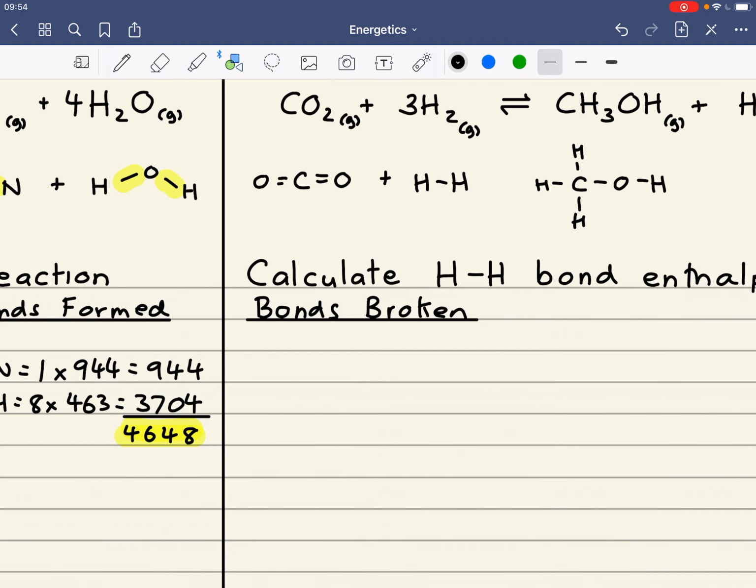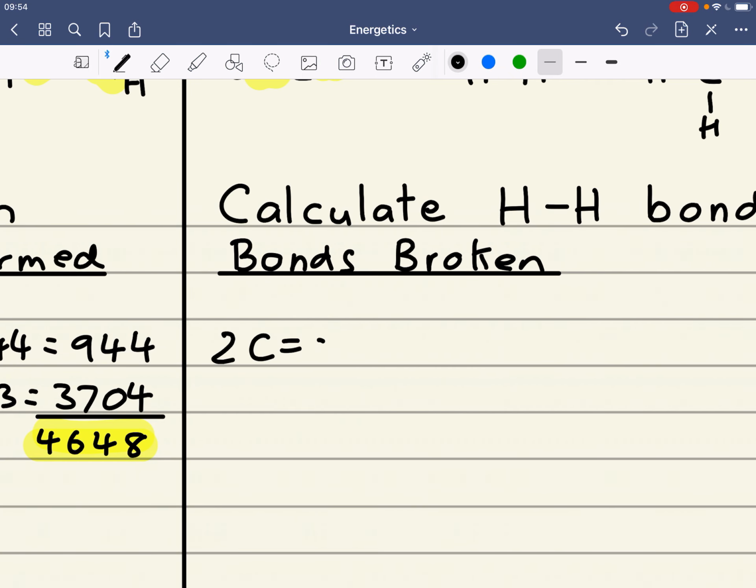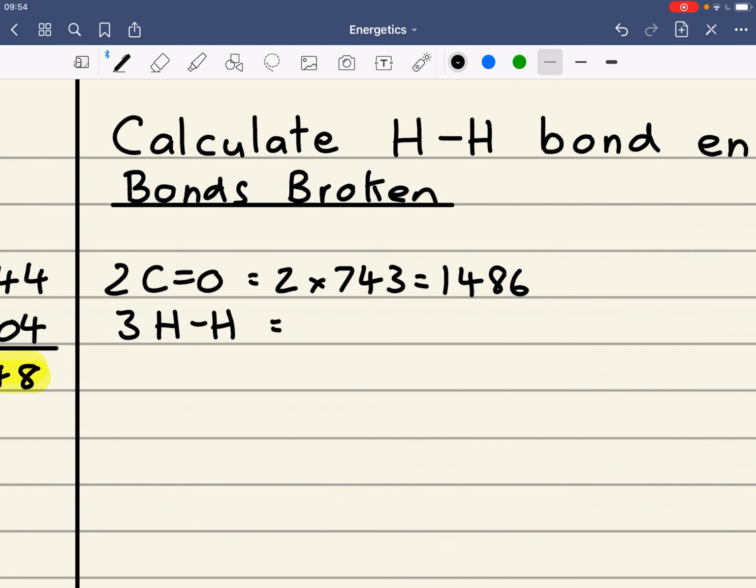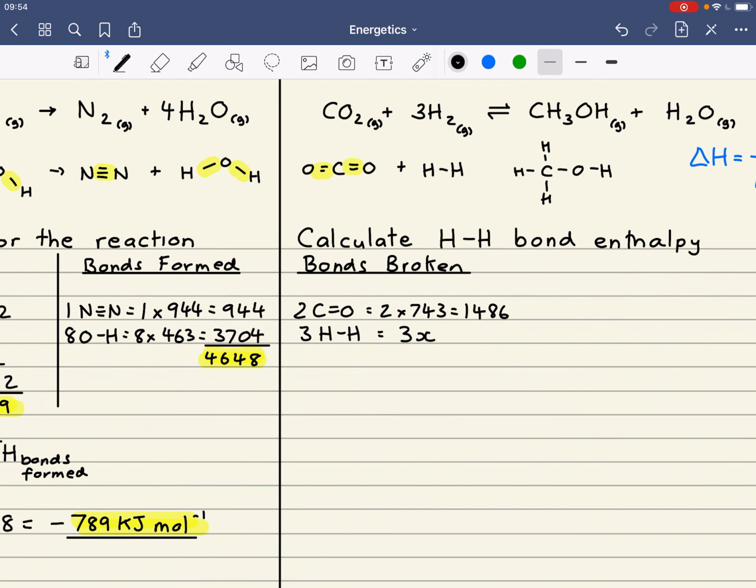And what I've got there, you can see I've got 2, I'll highlight them, 2 C double bond O's. So I've got 2 C double bond O's, which is equal to 2 times 743, which is 1486. And I've got 3 H-H bonds. As you can see, I've got 3 hydrogens, so 3 H-H bonds. And that's what I want to find out. So it's going to be 3. I'm going to call the mean bond enthalpy for the hydrogen-hydrogen bond X. That's my unknown 3X. I then look at my bonds formed.